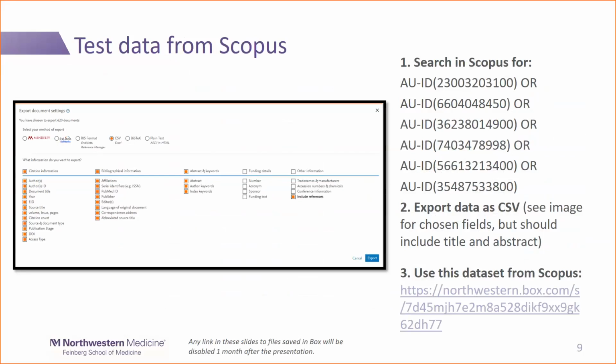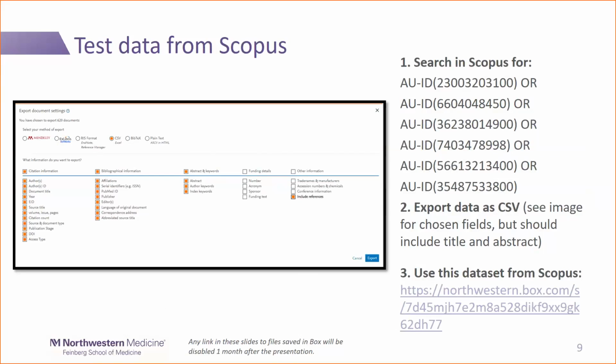As I mentioned, we'll be using a test data set from Scopus. If you want to retrieve the test data from Scopus, you can copy and paste the search terms for the Scopus author IDs that I have on this slide into Scopus's advanced search. Then you can select all the documents and choose export.